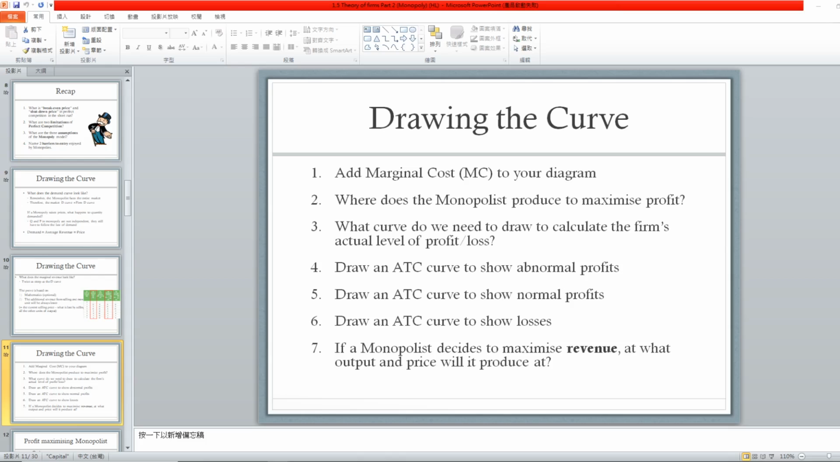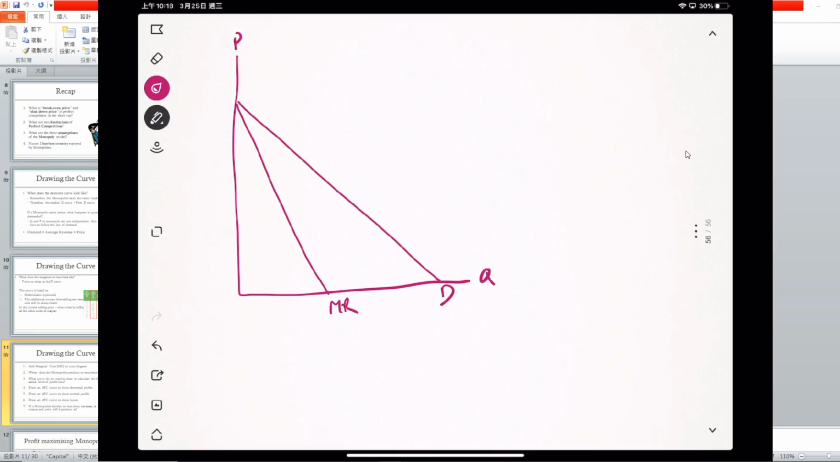Well, I would say for the profit one, you are doing it correctly. But for the normal profit and for the losses, you made some mistakes. So turn off the camera and look at the diagram again. You have done correctly for the abnormal profit one, but for normal profits and losses, you still have to correct your diagrams.